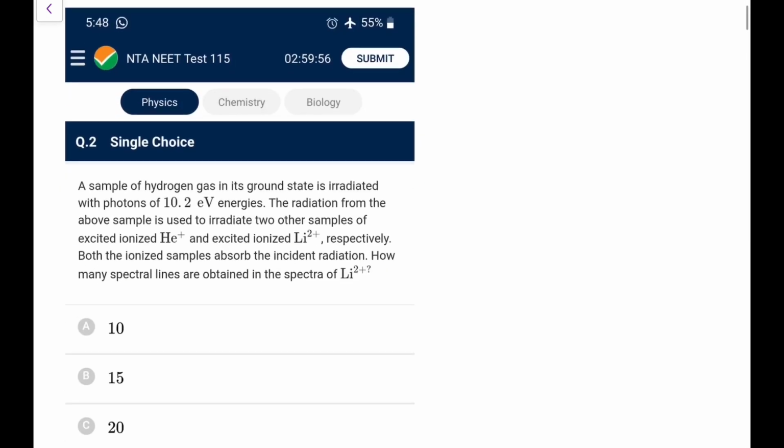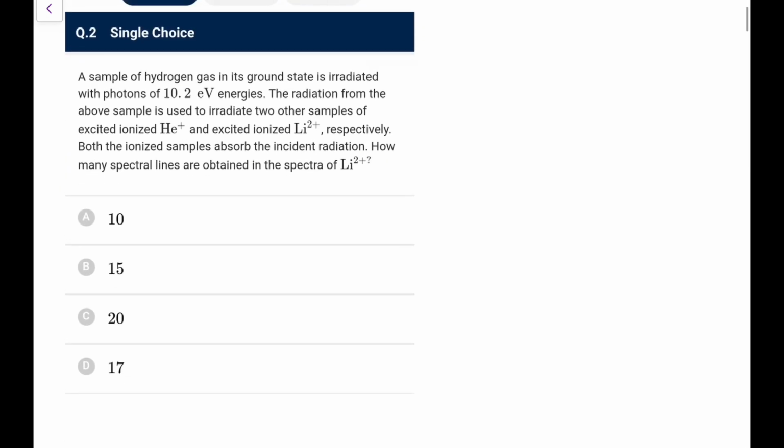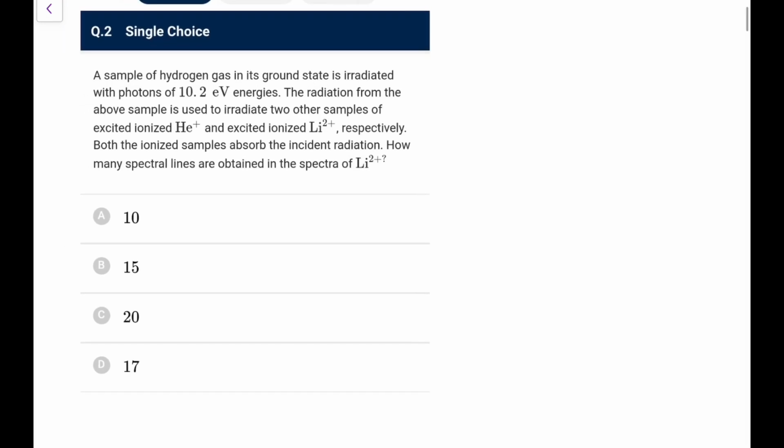Next one: a sample of hydrogen gas in the ground state is irradiated with photons of 10.2 eV, so they will excite to n equal to 2. The radiation from the first sample is used to irradiate two other samples of excited ionized helium plus and excited ionized lithium 2 plus. Both absorb the incident radiation. How many spectral lines are obtained in the spectra of lithium 2 plus?